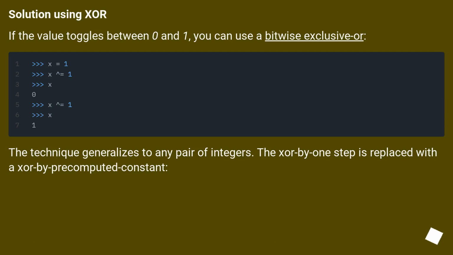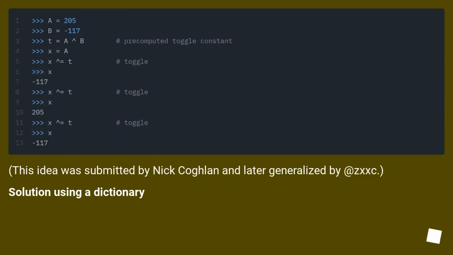Solution using XOR. If the value toggles between 0 and 1, you can use a bitwise exclusive OR. The technique generalizes to any pair of integers. The XOR by one step is replaced with the XOR by a pre-computed constant. This idea was submitted by Nick Coughlin and later generalized by @ZXXC.